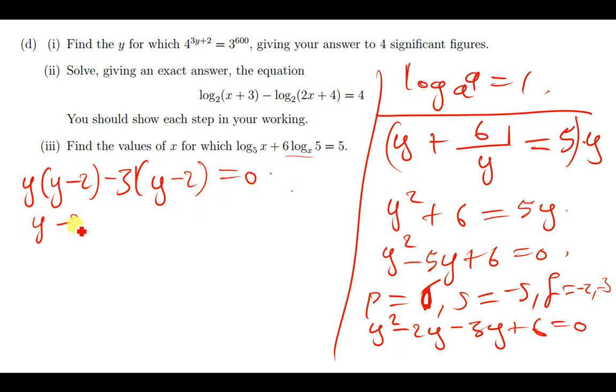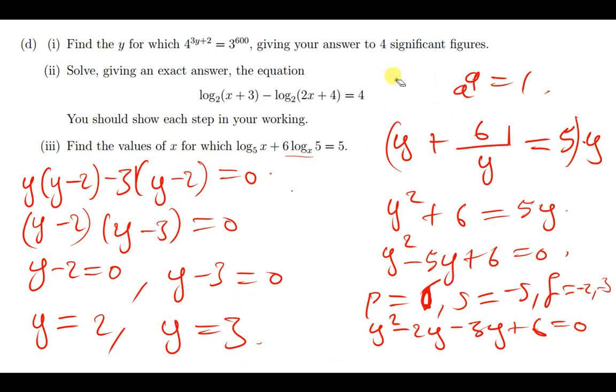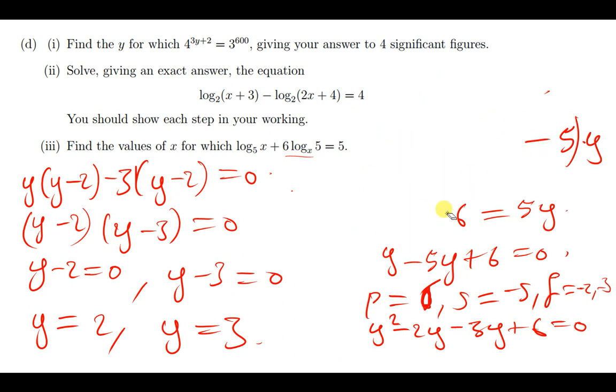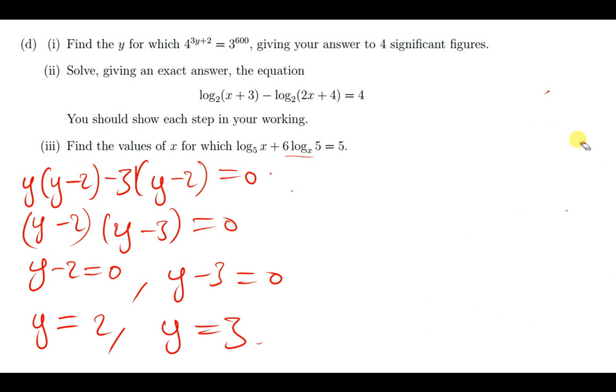So we're going to have y minus 2 there, then y minus 3 is equal to 0. When you set each of those factors to 0, the values of y are 2 and the other value of y is equal to 3. So now remember that at one point we said log x base 5 is equal to y. The question is not asking us to find y but x.